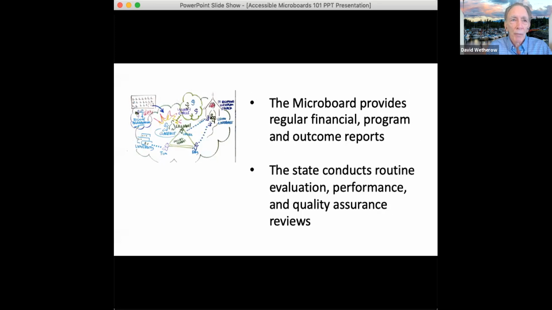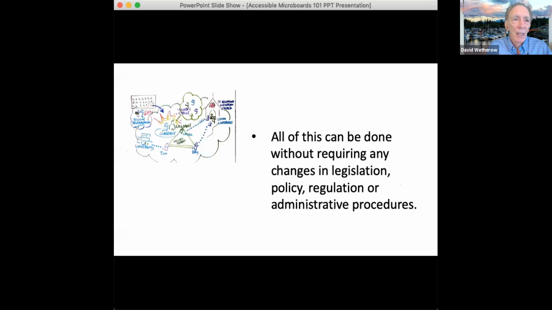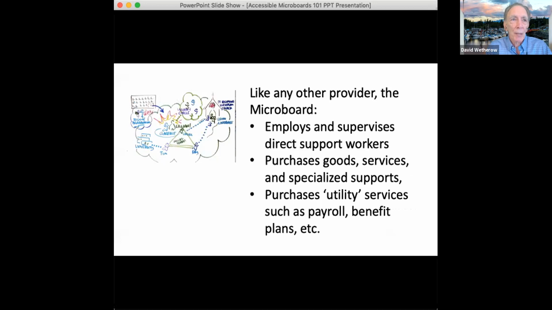And the microboard provides the state with regular financial and program and outcome reports, and the state reciprocates with routine evaluation and performance and quality assurance reviews. We need both internal and external evaluation going on. So all of this can be done without requiring any changes in legislation, policy, regulation, or administrative procedures because the state uses the same administrative and funding and management structures as it does for any other agency.